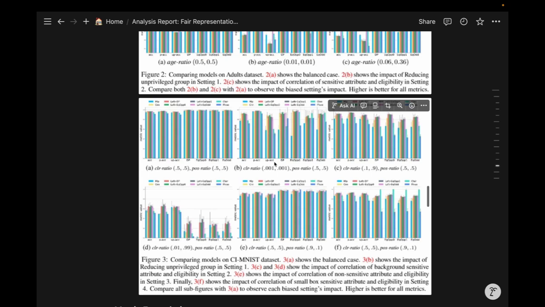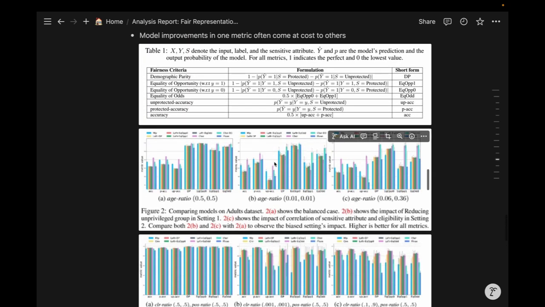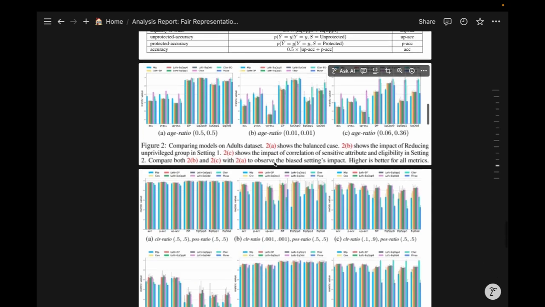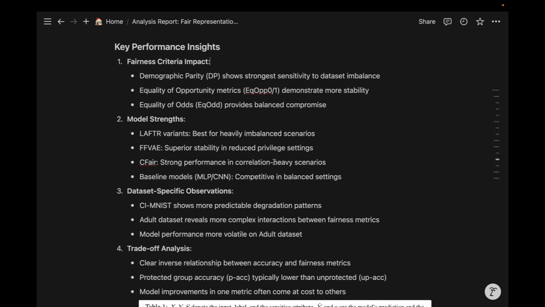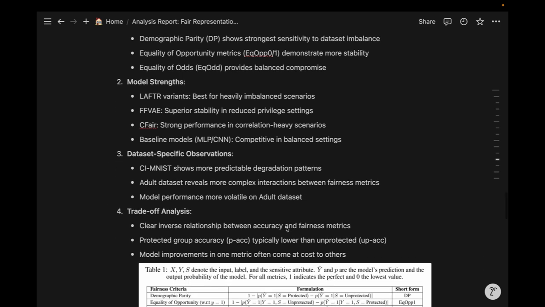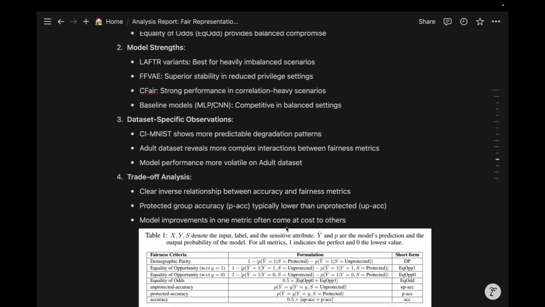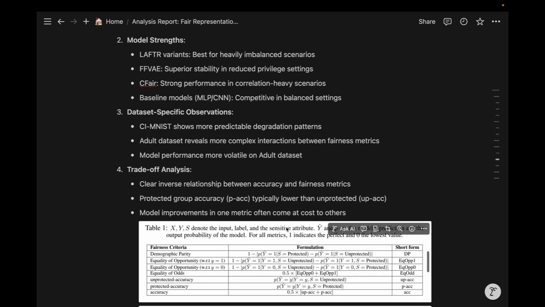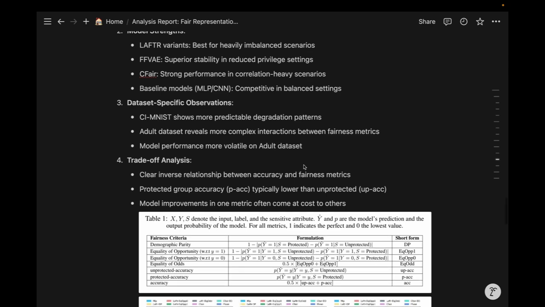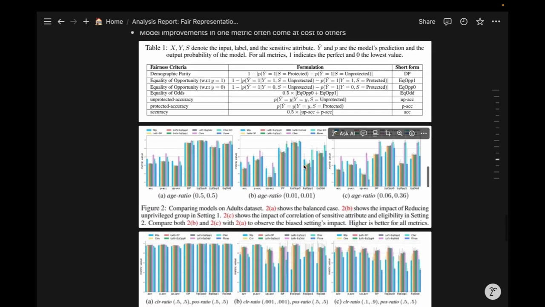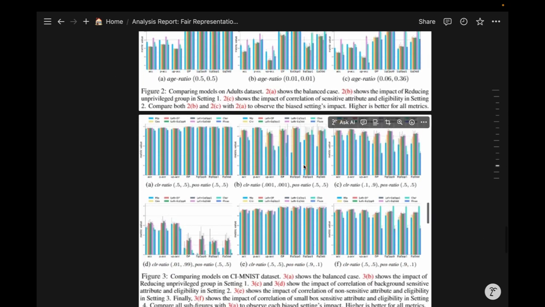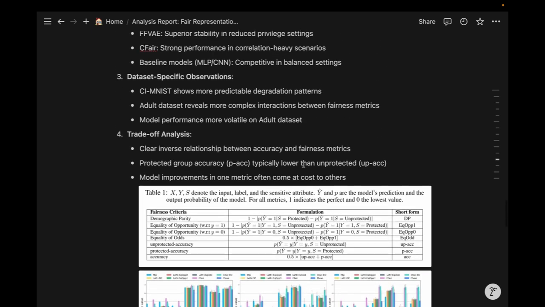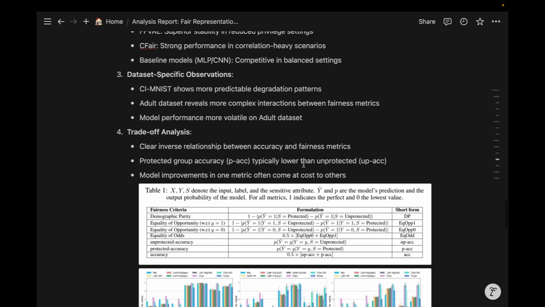First, model performance degrades predictably with increased correlation between sensitive attributes and target variables. Second, in the real-world scenarios, we observe more complex interactions between fairness metrics, as shown in the Adult dataset results. The trade-off between fairness and accuracy is not linear. However, notice how small improvements in fairness can sometimes lead to significant accuracy drops.